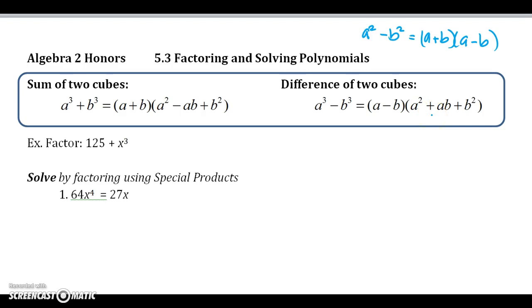So let's take a look at this first example. Factor 125 plus x cubed. Well, we need two cubes in order to do this. I already know by heart that 5 cubed is equal to 125, and then this is just x cubed. So this is acting like your a, and this is your b. Go ahead and press pause right now for just a moment and try following this formula and plugging everything in, where this is your a and this is your b. Press pause and do that if you would, please.